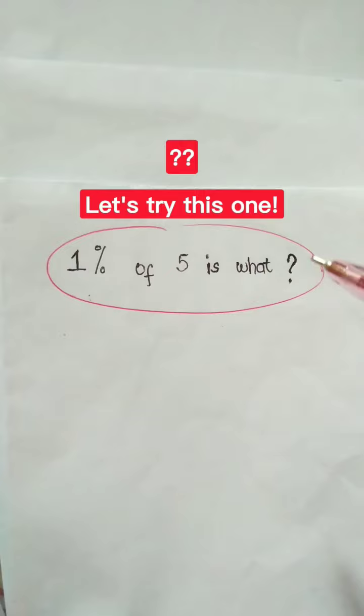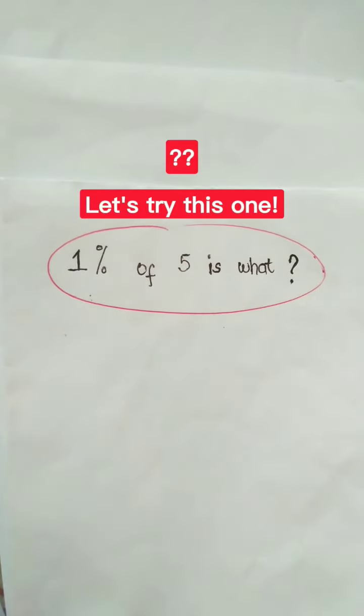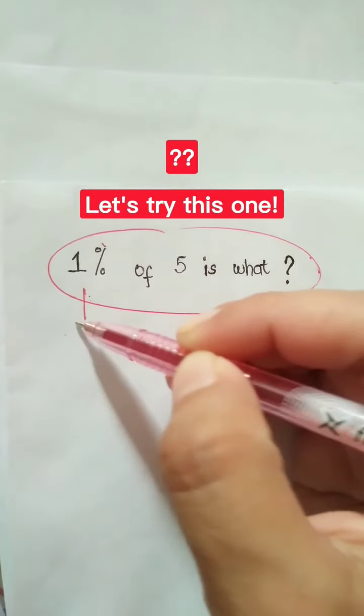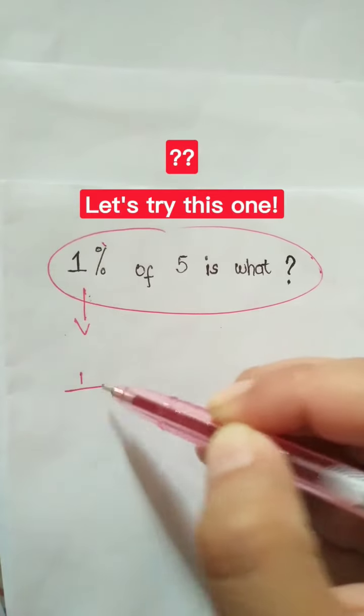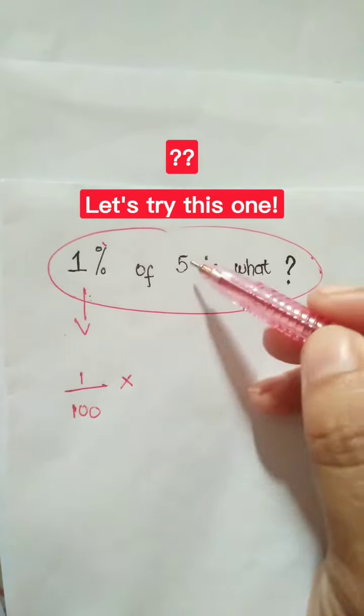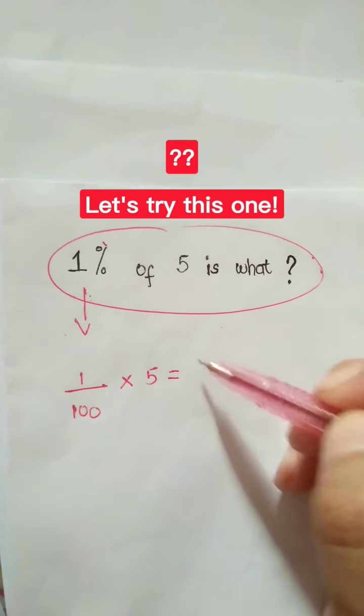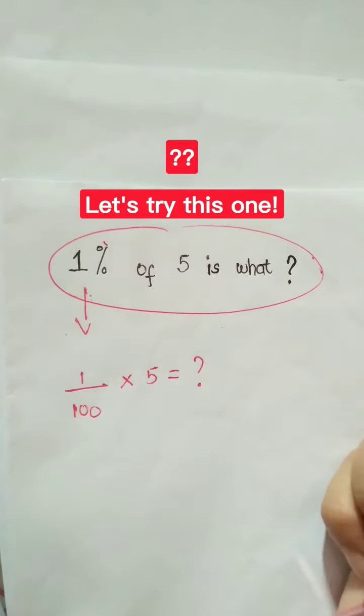Okay, let's rewrite this word problem into an equation. So we have here 1% of 5 is what? So 1% right here, we can write that as 1 over 100. Then "of" means multiply, and "is" means equals. So "what" is what we are looking for.